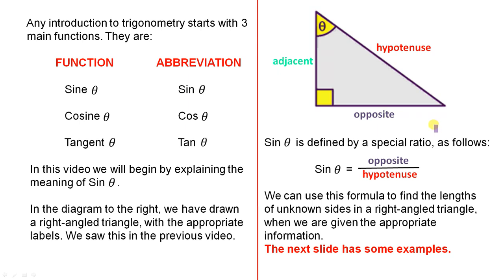Sine theta is defined by a special ratio as follows. Sine theta equals opposite over hypotenuse. So basically that's all it is. It's just the ratio of that opposite side over the hypotenuse. And that's basically the definition of sine theta. We can use this formula to find the lengths of unknown sides in a right-angled triangle when we are given the appropriate information. The next slide has some examples.